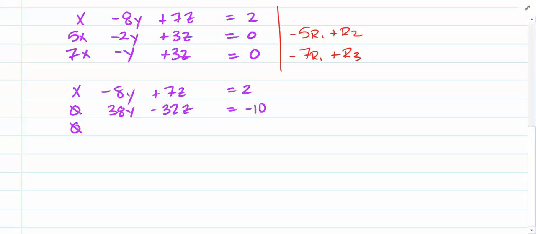Yeah. All right, good. Now let's do -7 times row 1 and then add that to row number 3. So -7 times -8, positive 56. 56 minus 1, 55. Good. So 55y. -7 times positive 7z is -49 plus 3, -46z, good. Equals on the other side. -7 times 2 is -14 plus 0, just -14.